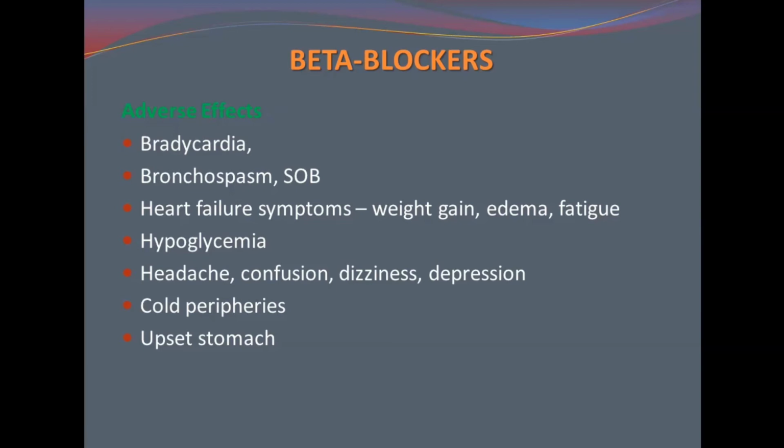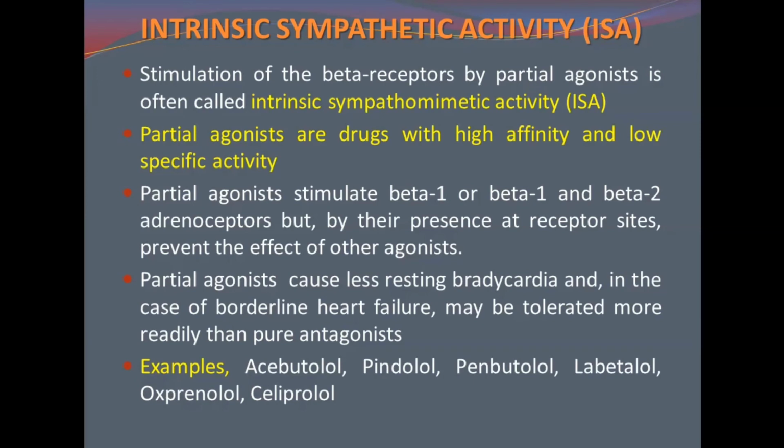What is intrinsic sympathomimetic activity? Intrinsic sympathomimetic activity is the stimulation of beta receptors by partial agonists, and partial agonists are those drugs which show high affinity and low specific activity. These partial agonists stimulate beta-1 or beta-1 and beta-2 receptors, but their presence prevents the effect of pure agonists, which show high affinity and high specific activity, and a good example is isoproterenol.